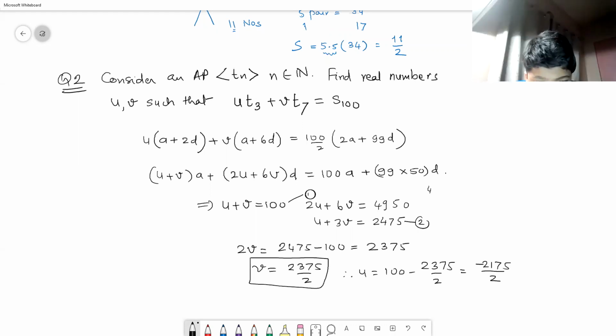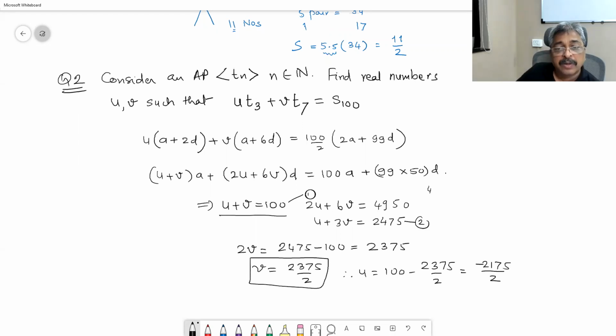I did not understand why u plus v equals 100. It is given, na? Coefficient of A is 100, coefficient of D is 55. So we have to compare. We cannot mix them. We have to keep them separately. Then and then only this statement will work.